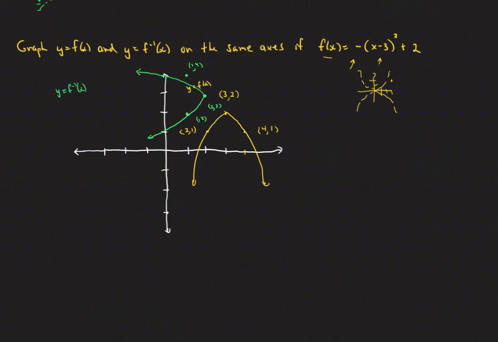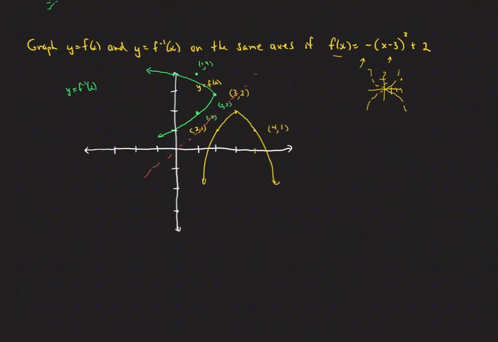So the vertex is still the vertex in both the inverse and in the original. But you can see that we're getting this reflection. It's going to be a reflection. Okay, here is our line y equals x, and hopefully you can see that they are reflections of each other in that red line. I think that might be the end of the story. Okay, that's all we got for this one.